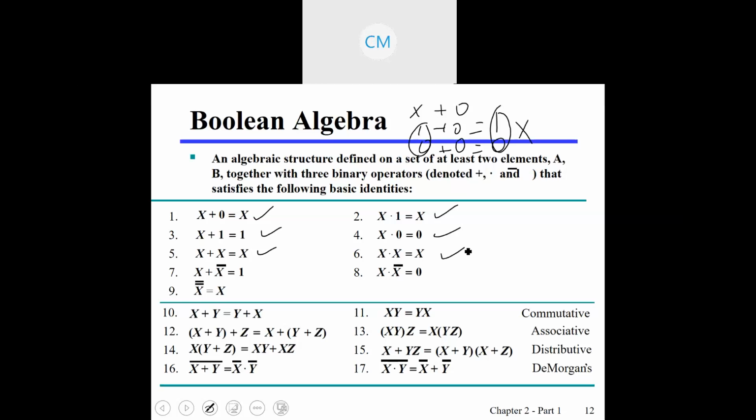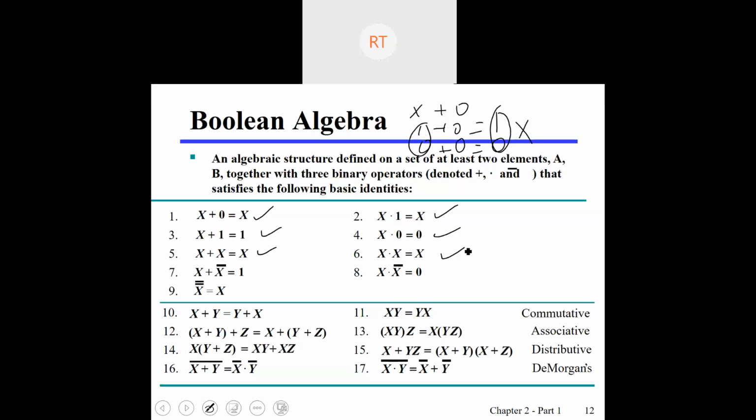Same goes for x and x. If there are two zeros, in all cases x will be 0. So 0 times any value is 0. So 0 times 0 is a 0. 1 times 1 is a 1. So it is x.